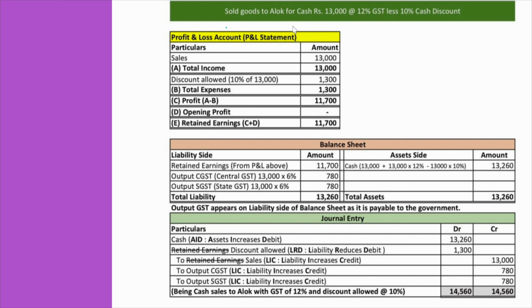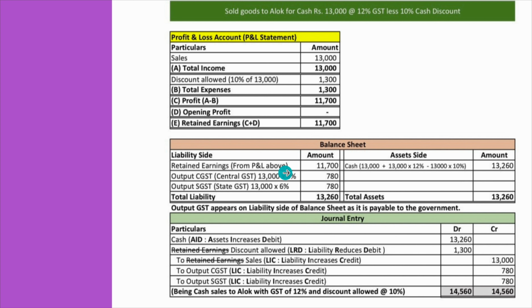Sold goods to Alok for cash rupees 13,000 at 12% GST less 10% cash discount. Now there is a sale of rupees 13,000, so total income is 13,000. Also, we have allowed a 10% discount to the customer, which is an expense to us. So discount allowed, 10% of 13,000, is 1,300, which will be recorded as expense. So total income is 13,000, total expense is 1,300. So profit is 11,700. So retained earning is also 11,700.